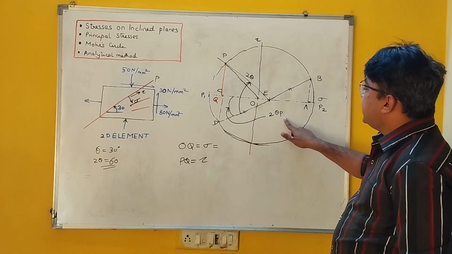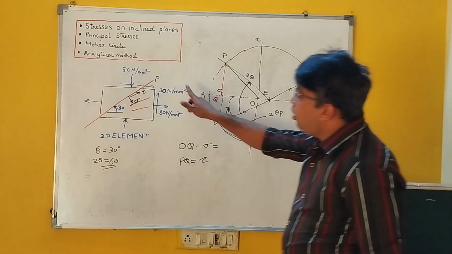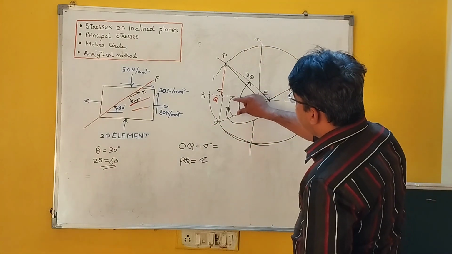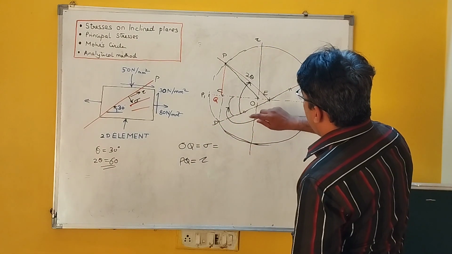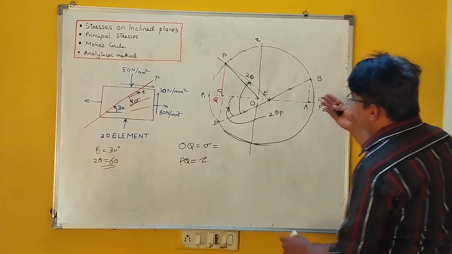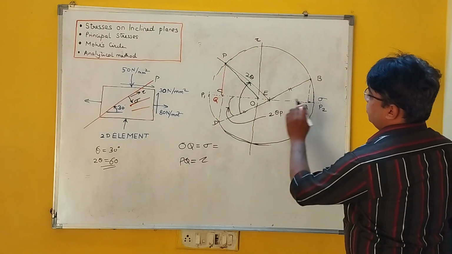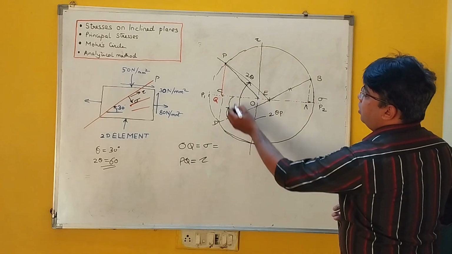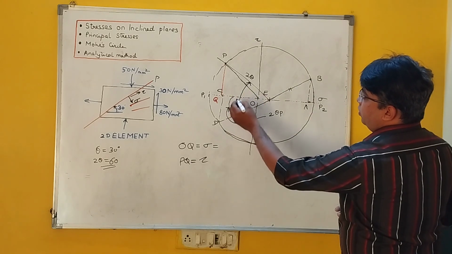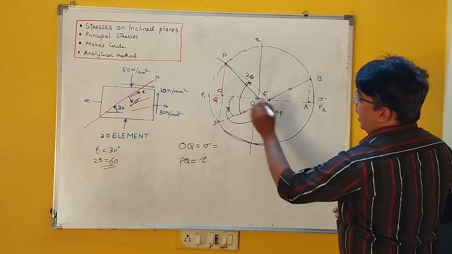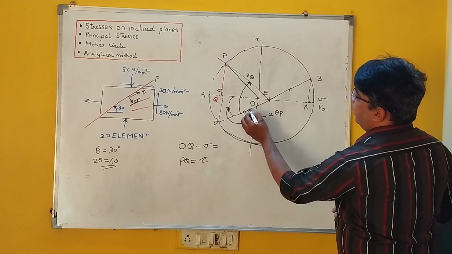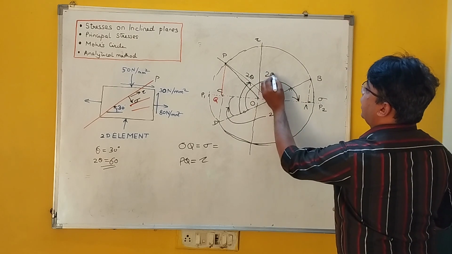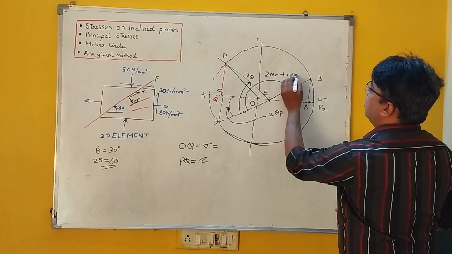So theta P indicates the angle of the principal plane over here. So 2 theta P, we have to measure from the reference line, and you have to add 180 to 2 theta P to get this other one, that is the principal stress. So this is one of the principal stresses at an angle 2 theta P, and this one is the other one at an angle 2 theta P plus 180.